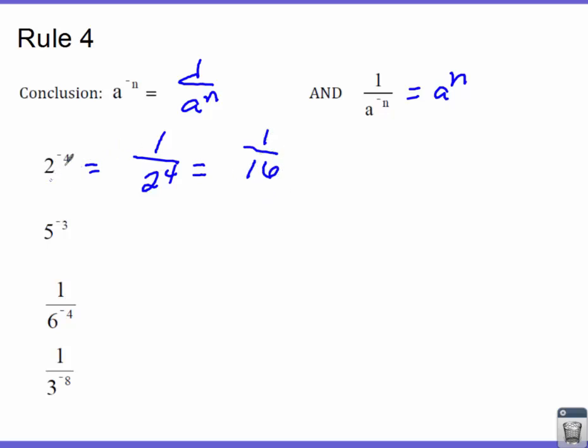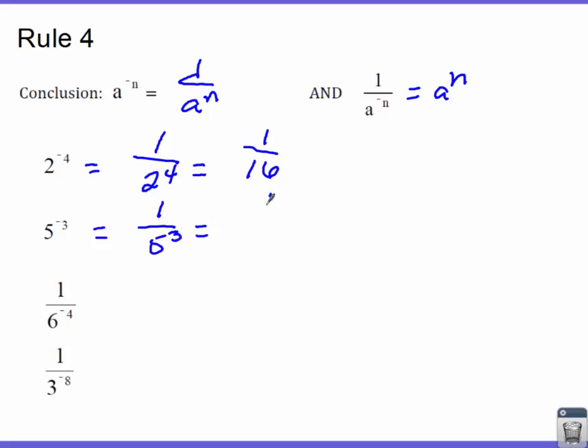So if you were to type in 2 to the negative 4th into the calculator, you're going to get a decimal answer. And that's what this fraction shows. But you're not going to be allowed to give me decimal answers. You must give it to me as a fraction. So in this one right here, we've got 5 to the negative 3rd. That's going to be the same as 1 over 5 to the positive 3.